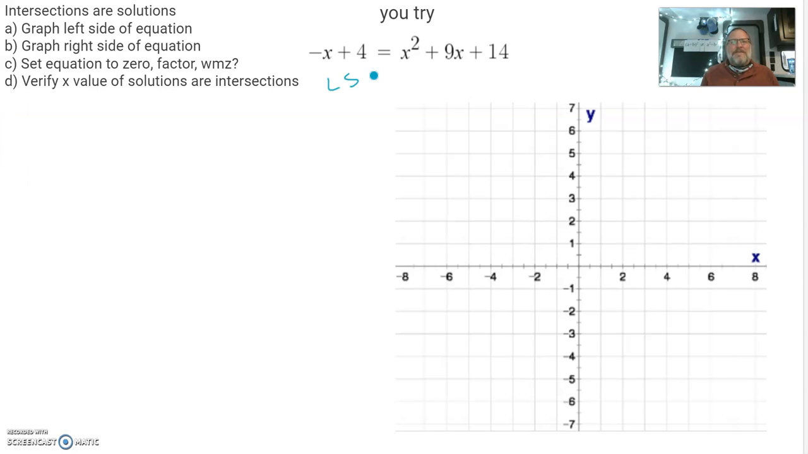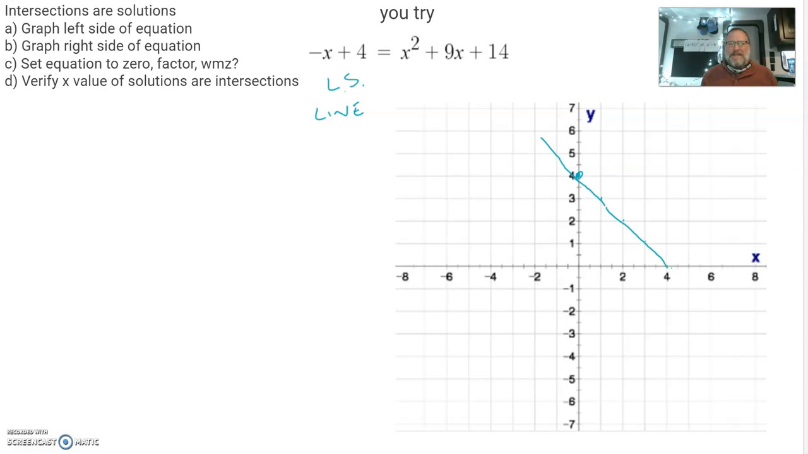Let's take the left side of this equation. LS means left side. That's a line. Hopefully you recognize the mx plus b. That line has a 4 intercept. If x is 0, y is 4. And has a down 1 over 1 slope. So there's the line.